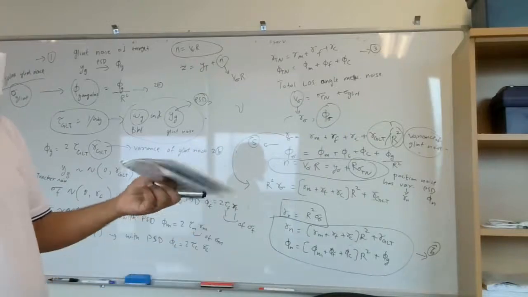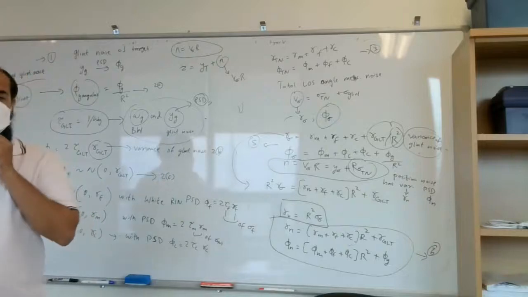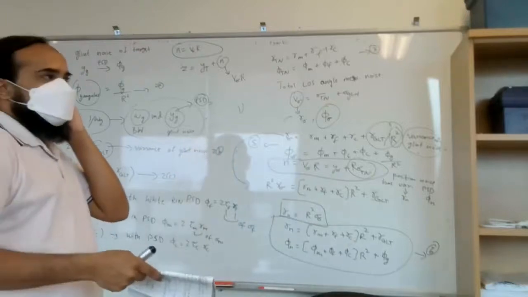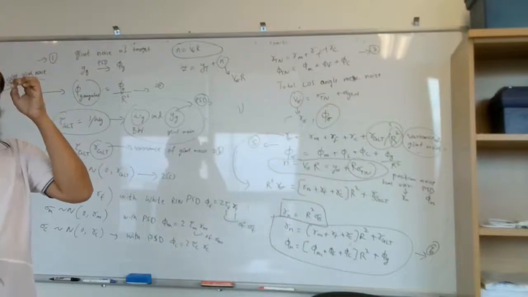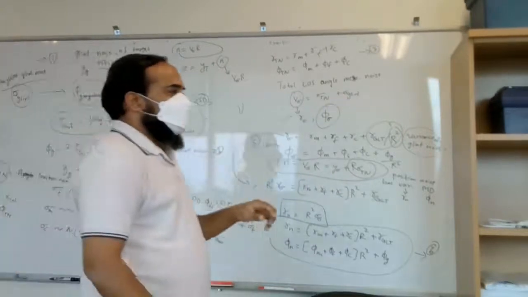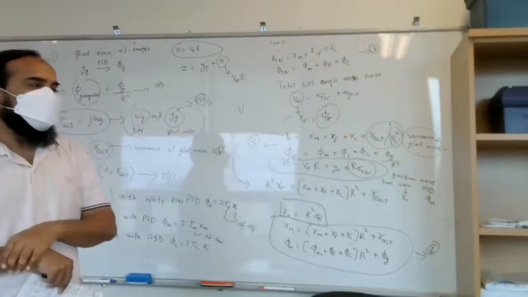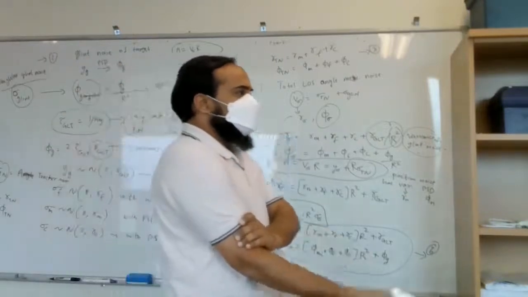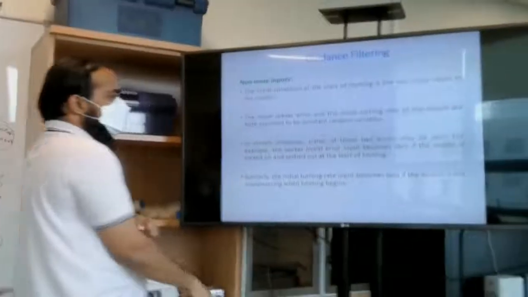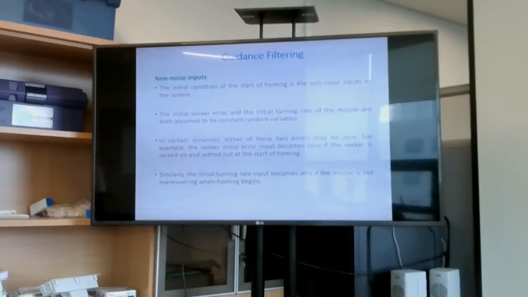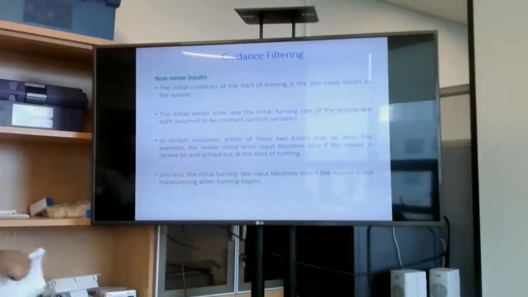Other than those noises, there are non-noise inputs, such as the initial conditions at the start of homing. We can make them 0 or constant. The initial seeker error or the initial turning rate of the missile are both assumed to be constant random variables. For example, either of these two may be 0. The seeker initial error input becomes 0 if the seeker is locked on or settled out at the start of homing. Similarly, the initial turning rate input becomes 0 if the missile is not maneuvering when homing begins.